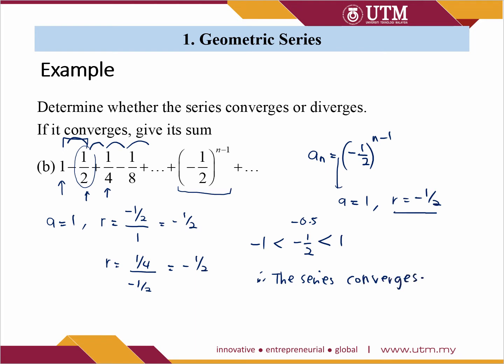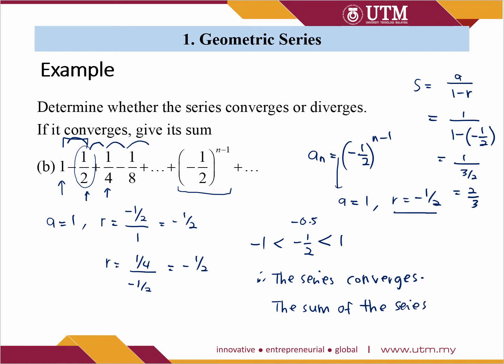So since it is converged, we have to determine the value of its sum. So S would be equal to a over 1 minus r, where a is equal to 1, over 1 minus -1/2, which is 1 over 3/2, which is equal to 2/3. So the sum of the series is equal to 2/3.